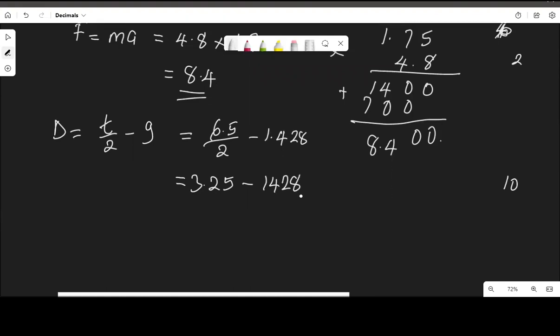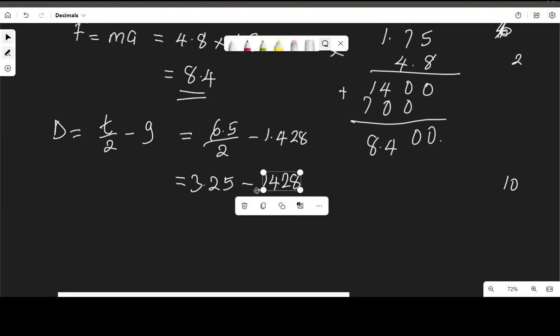1.428. Now, the goal of this is to be able to do calculation without a calculating device. So you may be given a question and you are not allowed to use a calculating device. How can you perform that? These are the tricks we are learning now.